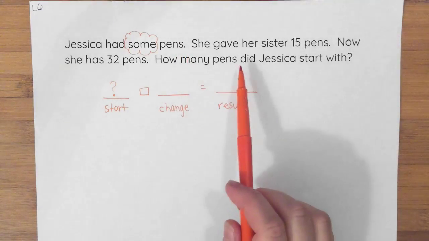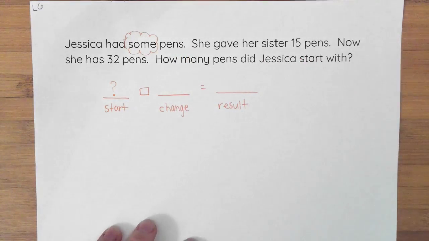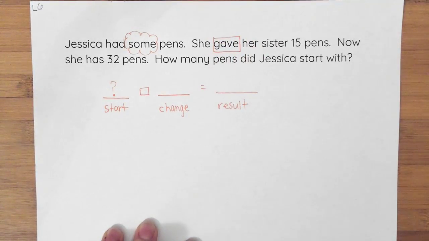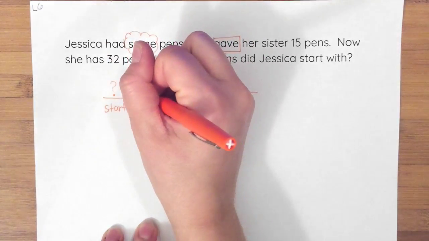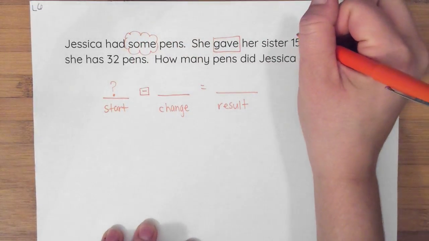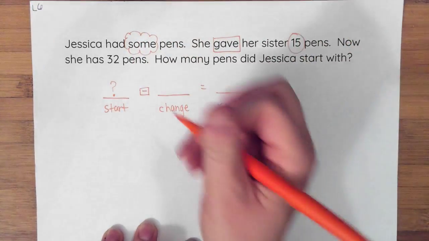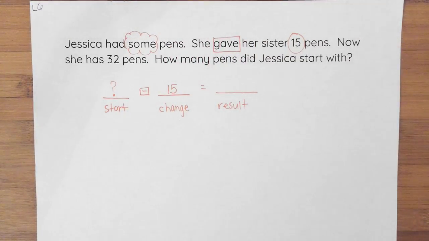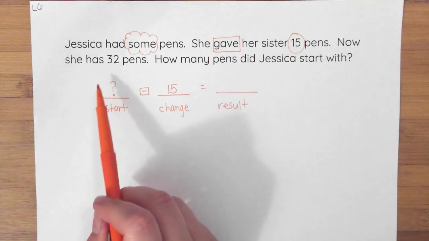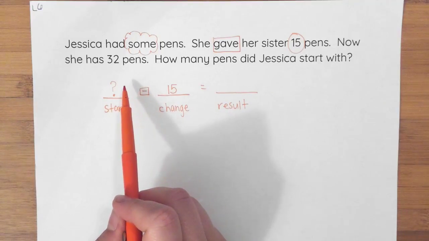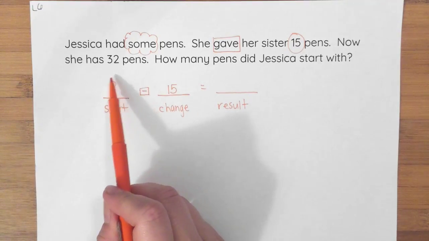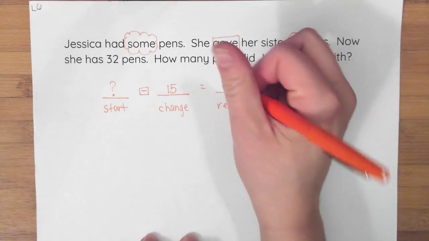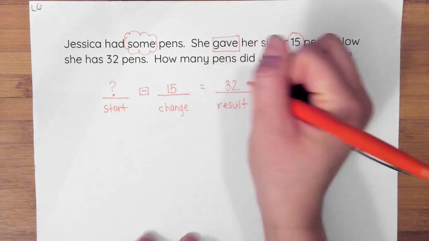Then it says she gave her sister 15 pins. Well, I know if I'm giving someone something of mine, it means I'm going to have less of it. So it means I'm going to take away from what I started with. And it says she gives her sister 15 pins, so I know she's going to have 15 less pins. Now she has 32 pins. So I know she started with some pins, took 15 away, and now she only has 32 pins left.